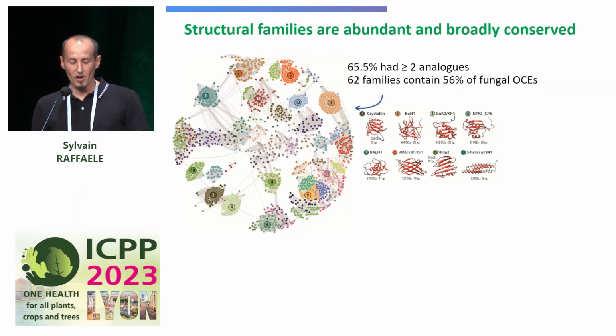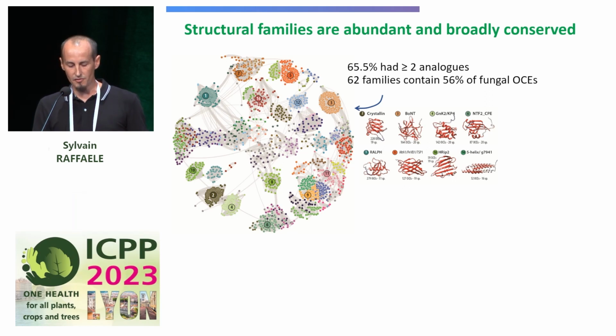So these major findings are as follows. One is that we find structural families of effectors that are very abundant. In our study, we find that over 65% of the effectors that we analyzed have over 2 analogs in terms of structure. And using just 62 families, we can describe the majority of the effectors from the 20 species we analyzed. So you have here representative structures of these well-conserved families.